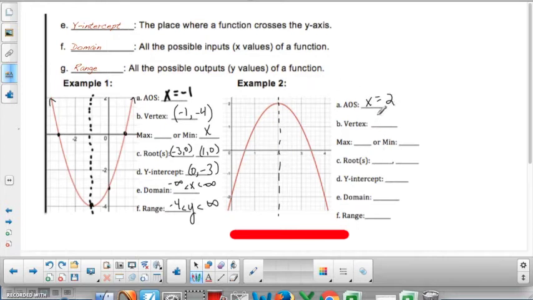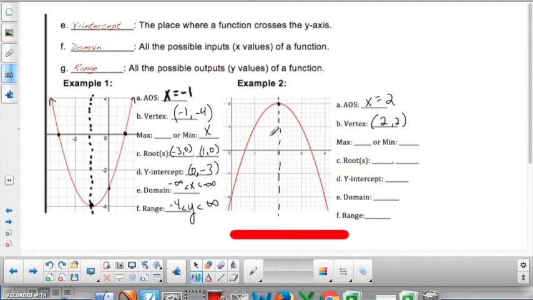My vertex is going to have an x value of 2. It is this point right here where it peaks and starts falling. So that is 2 and then up 2, because my y value is 2 as well.